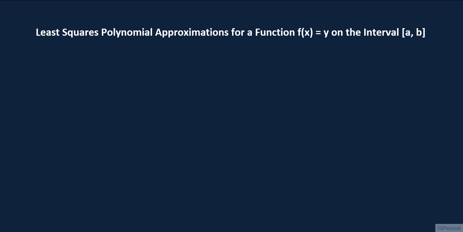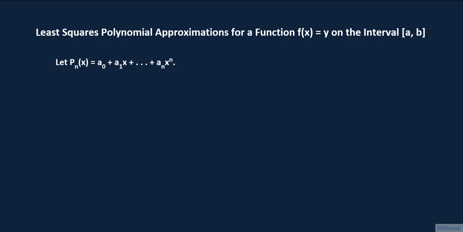In this lecture, we will derive a system of equations for finding the least squares polynomial approximation for a continuous function f of x equals y over the closed interval from x equals a to x equals b. Let p sub n of x be the least squares polynomial approximation of degree n. Let p sub n of x be equal to a sub 0 plus a sub 1 times x all the way to a sub n times x to the nth power.